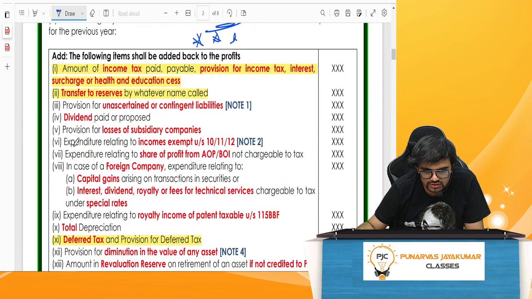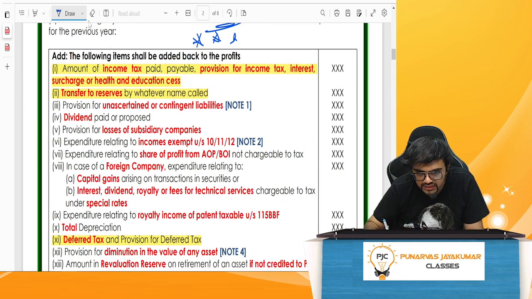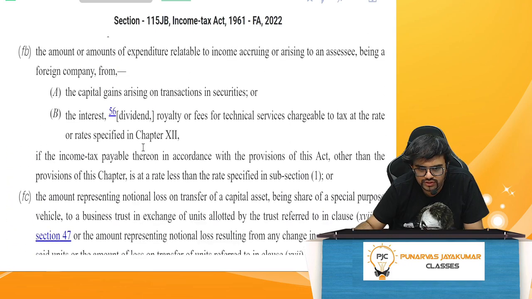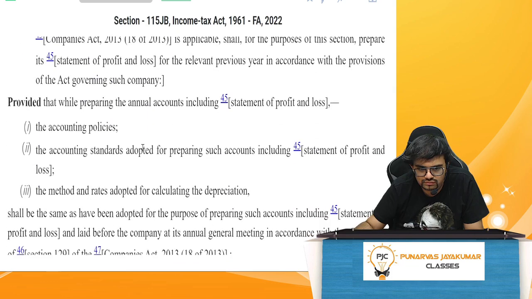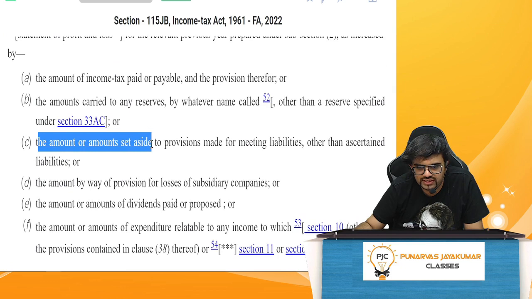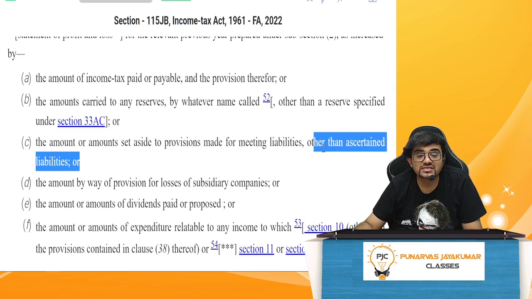Next, point number C. Provision for unascertained contingent liabilities. Here you see how it is. Amount or amounts set aside as provisions made for meeting liabilities other than ascertained liabilities, basically for unascertained liabilities.